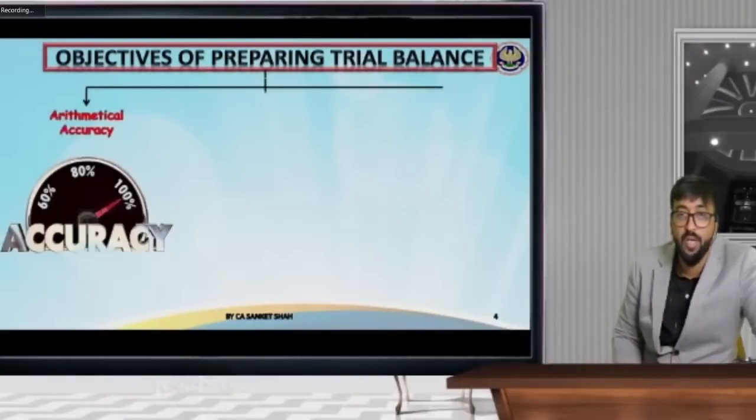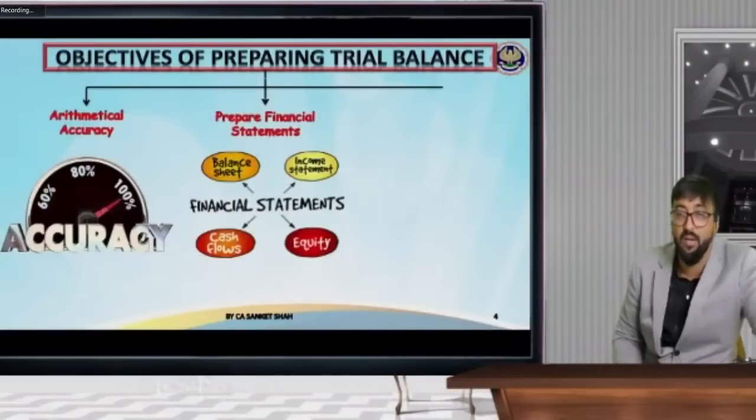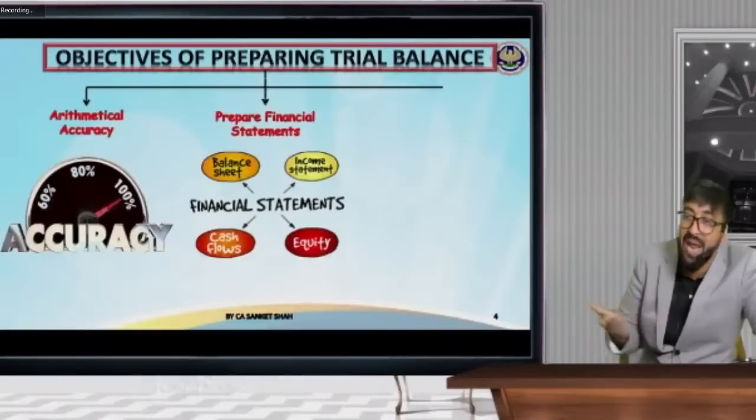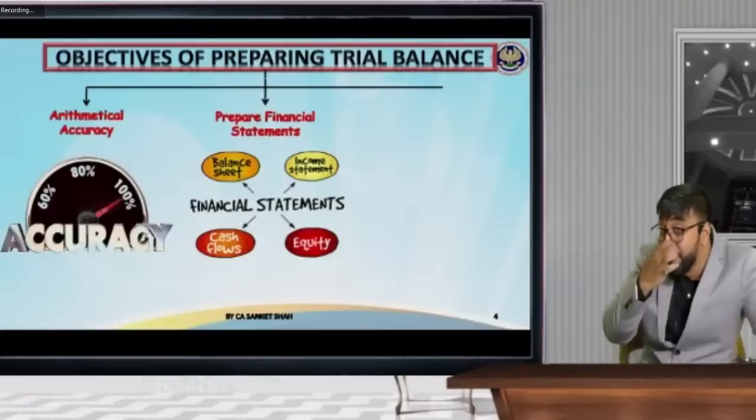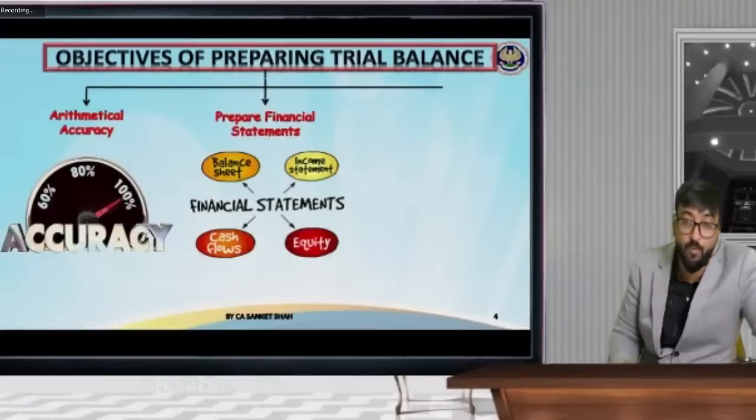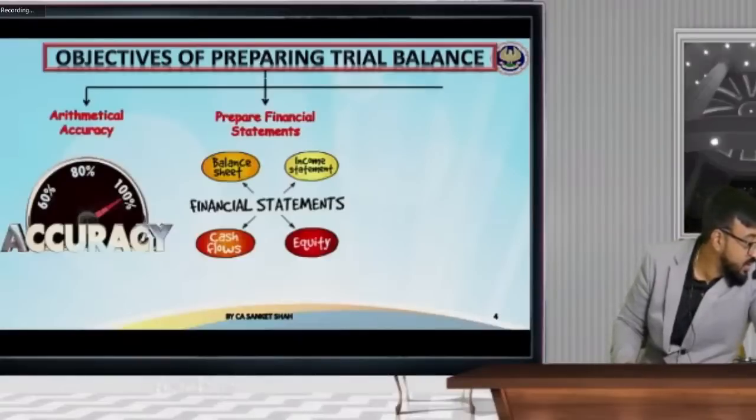Now what is the objective? Now some students are asking me, sir, what are the objectives, beta? Objectives: arithmetical accuracy. Okay, accuracy, arithmetical. Trial balance is the first base to prepare your financial statements. So balance sheet, profit and loss account, cash flow statement, equity, all these notes to accounts, the first step to prepare your financial statements. Better you have one separate chapter for this, company accounts. So prepare financial statements using trial balance.